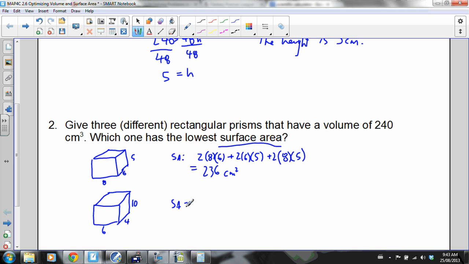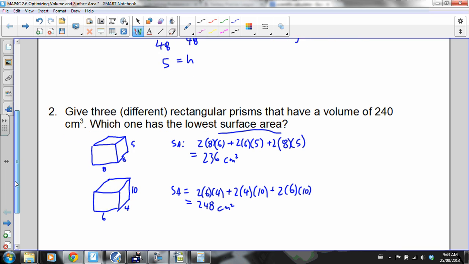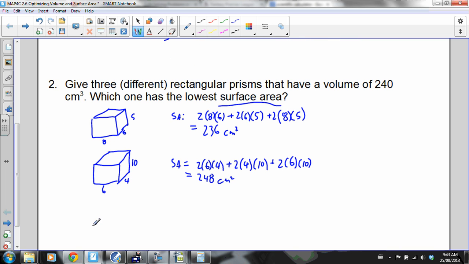Find the surface area there. Again, we've got pairs of rectangles that are the same size. That all goes into the calculator, and you should get 248. Notice that as far as surface area is concerned, this one has a lower surface area. So even though it's got the same volume, if this was a package of some sort, this would use less material. And that's kind of the theme for today's class.